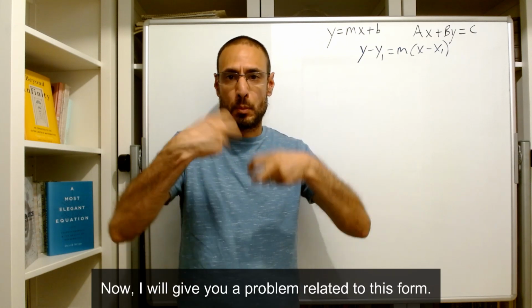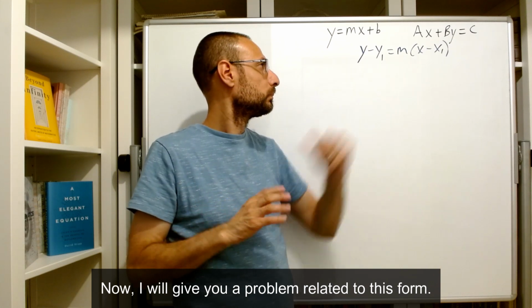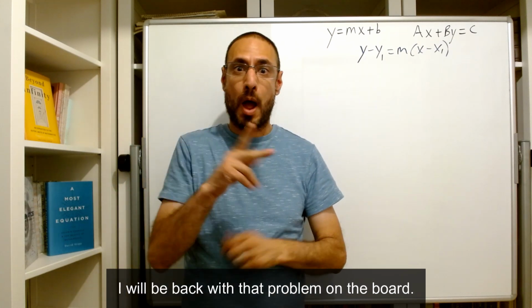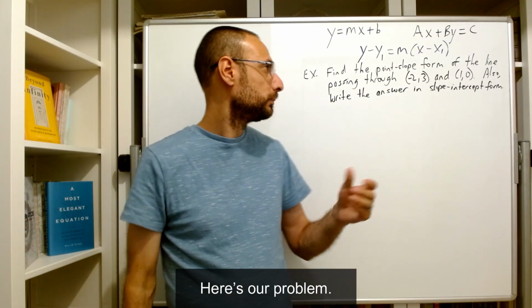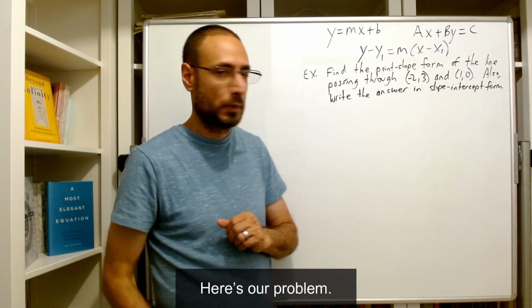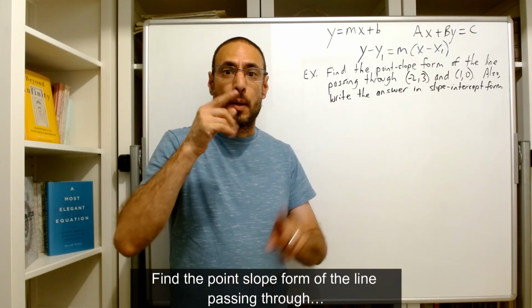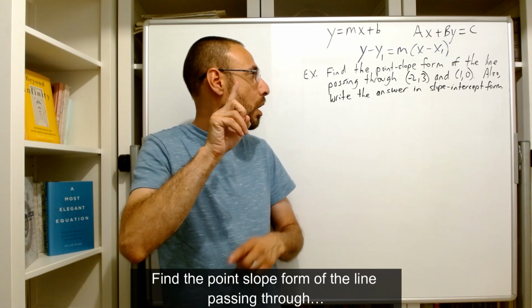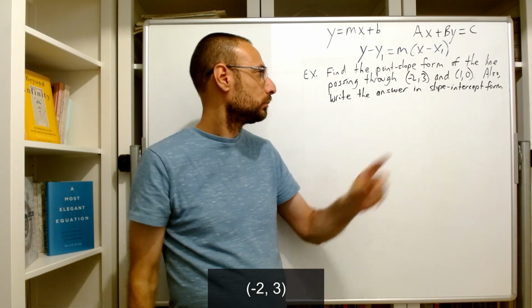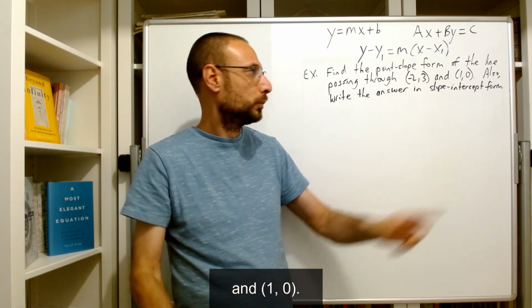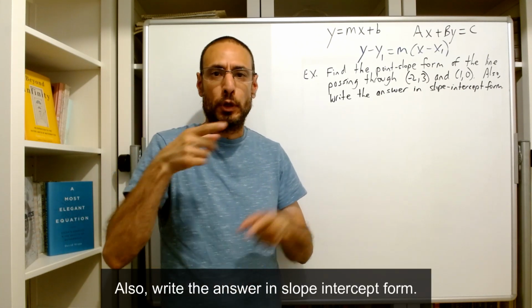Now, I will give you a problem related to this form. I will be back with that problem on the board. Here's our problem. Let me read the problem to you. Find the point-slope form of the line passing through -2, 3 and 1, 0. Also, write the answer in slope-intercept form.